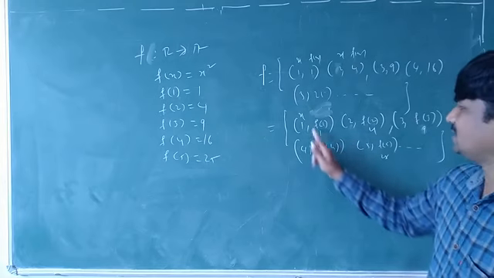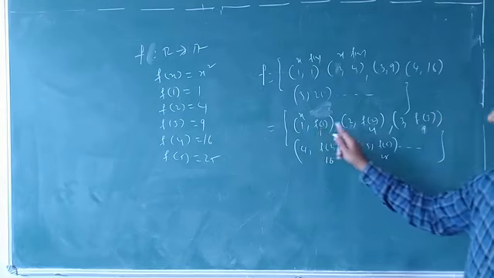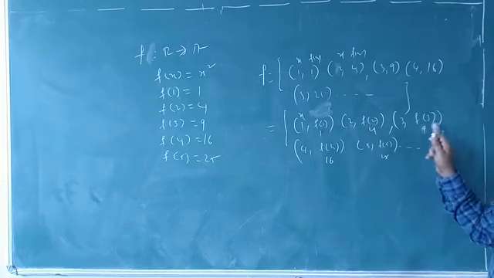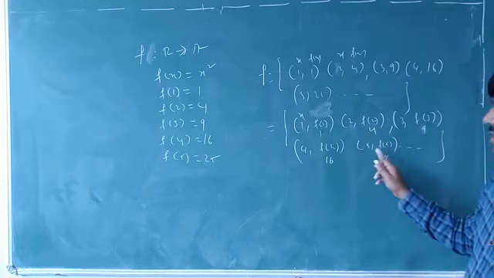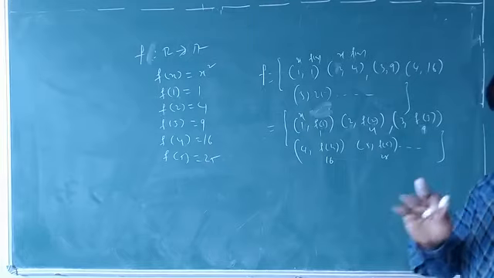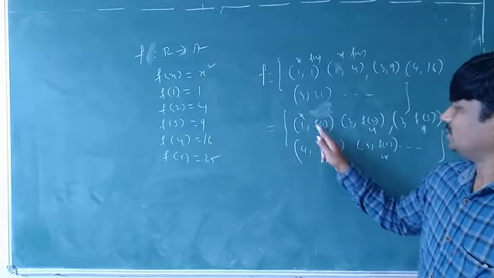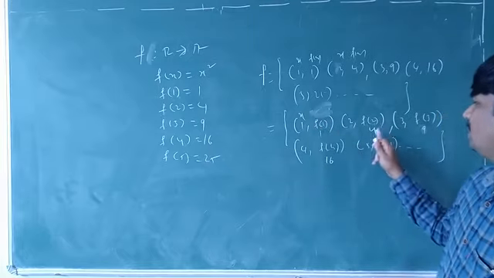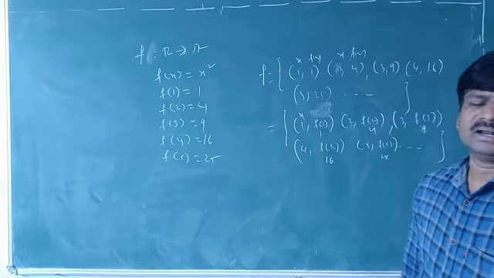Either like this you can write 1 f(1), 2 f(2), 3 f(3), 4 f(4), 5 f(5). Like this you can write, or else you can write this value also. f(1) value 1, f(2) value 4 also. Like this also we can write.